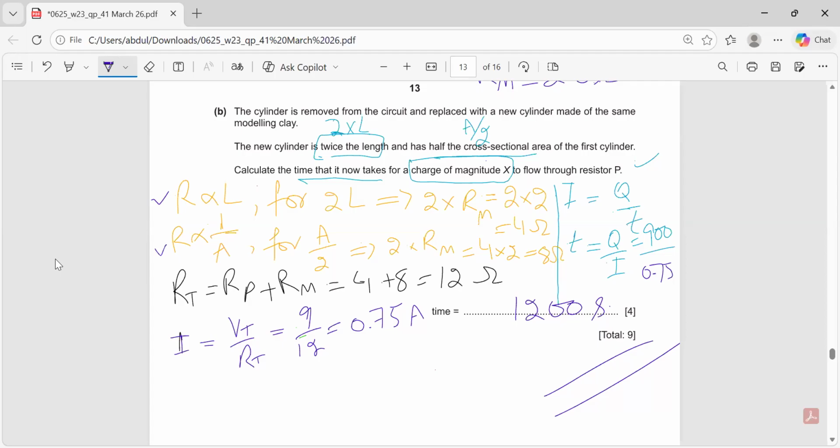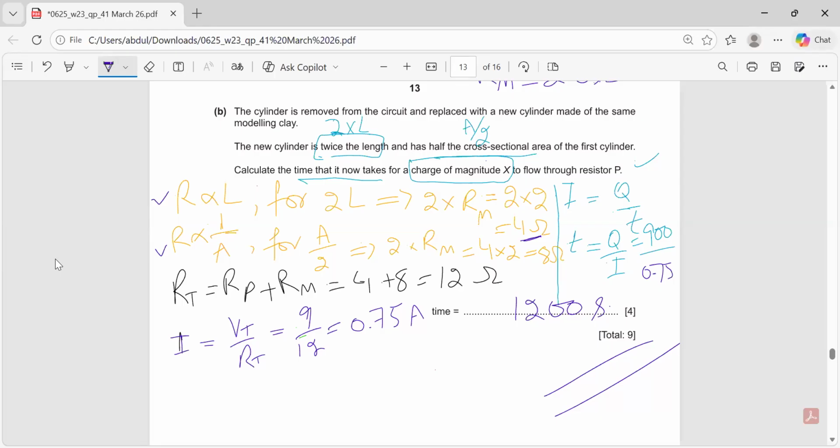Again, resistance is inversely proportional to area of cross section. Now area of cross section is reduced to half. Resistance will be doubled. So 2 times Rm, it means 4 times 2. Why 4? See, this is 4. 4 times 2, that is equal to 8 ohms. Now, this is the change in resistance of the modeling clay.